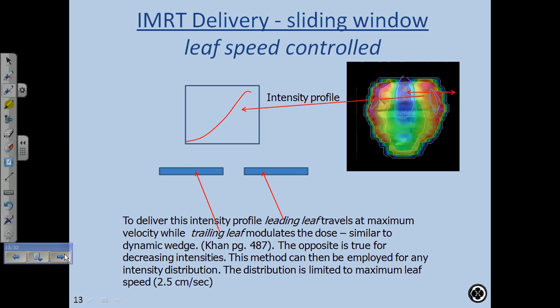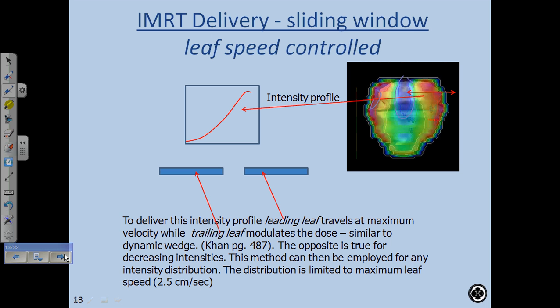And so let's look at a profile through this section, through that red line right there. How are we going to deliver this profile? Well, here's what the profile looks like. There's low dose here where the rectum is, and then it increases to a peak, and then drops off. How do we deliver that with sliding window?